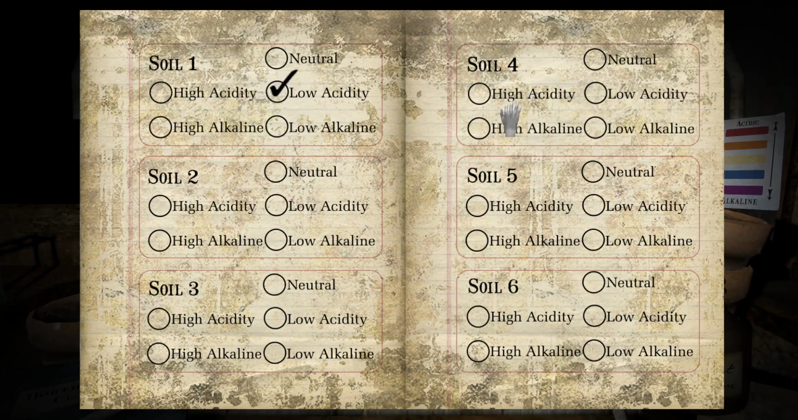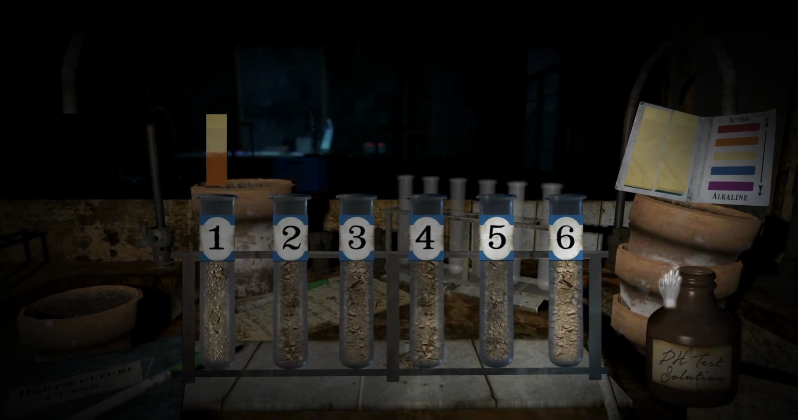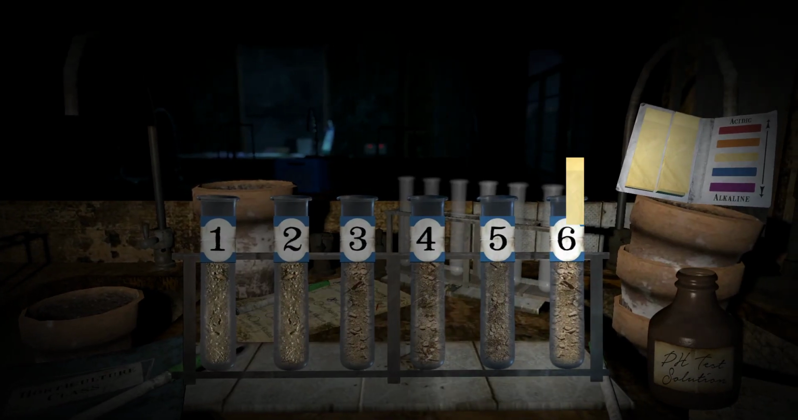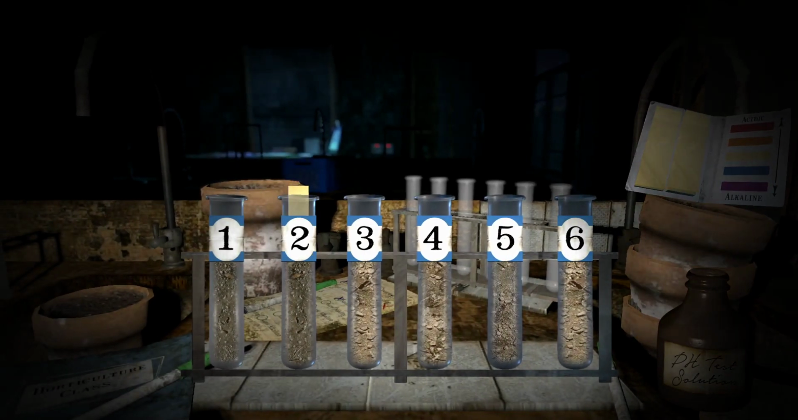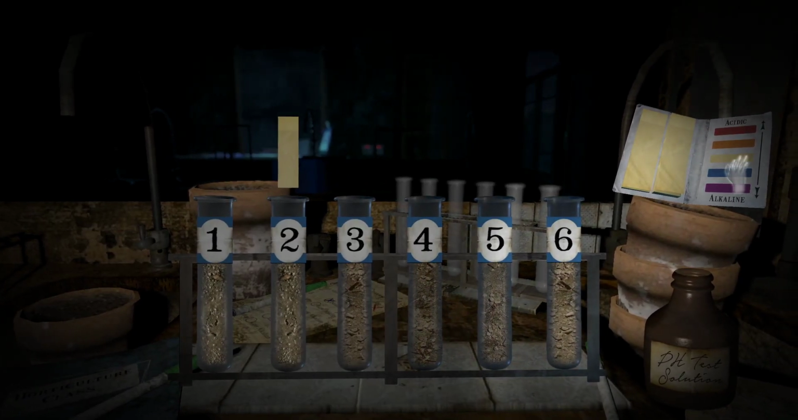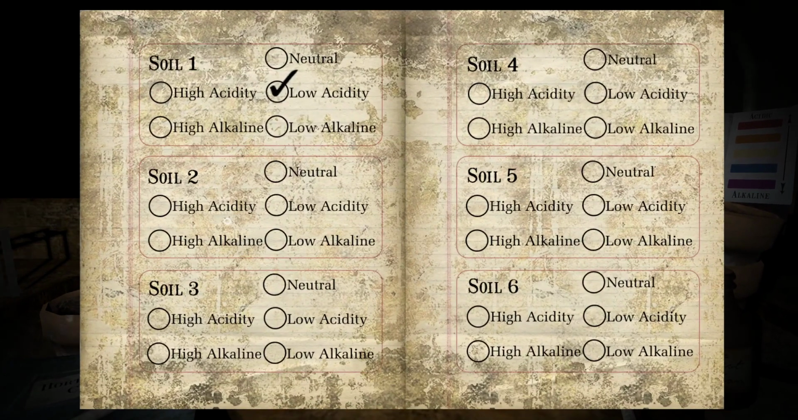Low. Yeah, I think that's correct. Alright, let's do the second one. Whoa, I think that's gotta be neutral. Soil 2, neutral.